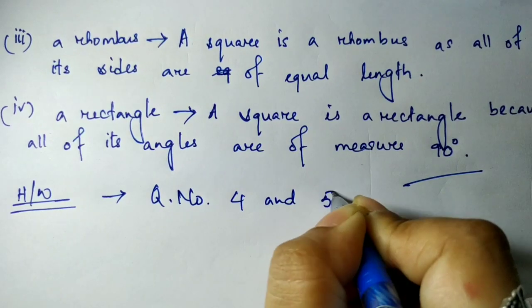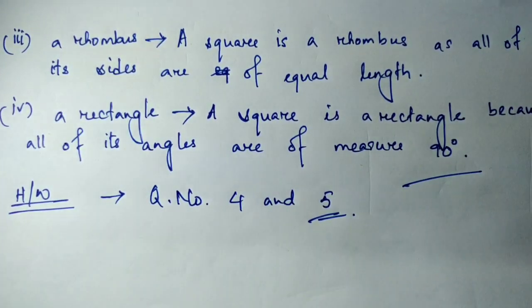One was your homework, that true and false. We will also be doing question number 4 and 5. So we'll move on to the last question of the exercise, that is question number 6. So what is given in question number 6? ABC is a right angle triangle and O is the midpoint of the side opposite to the right angle. Explain why O is equidistant from A, B and C.